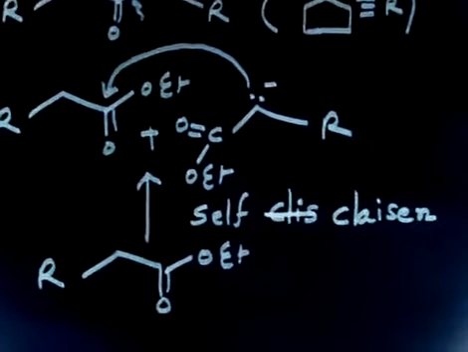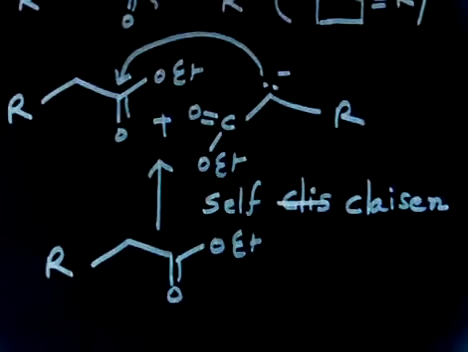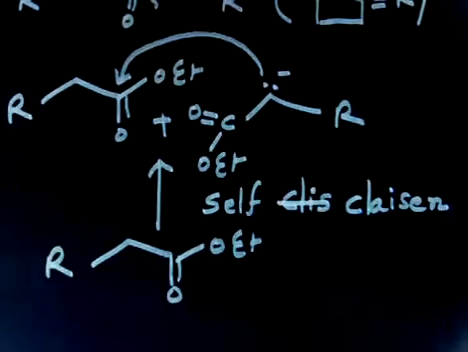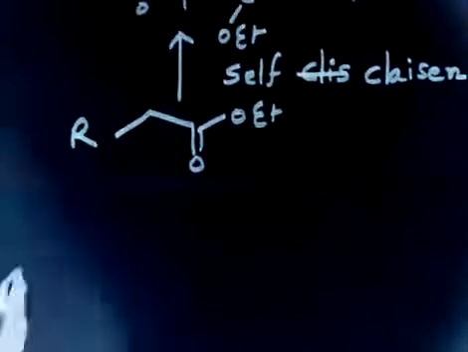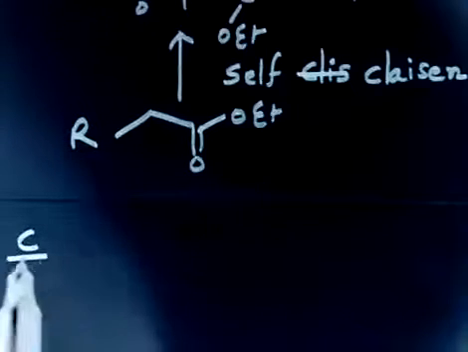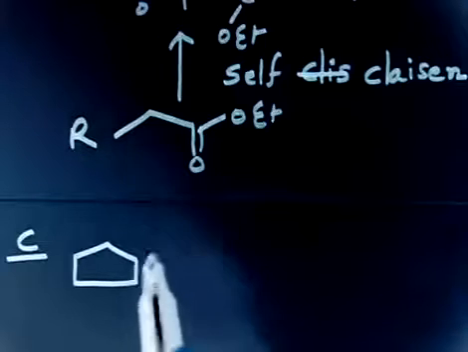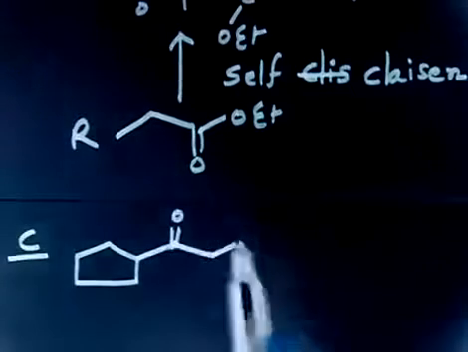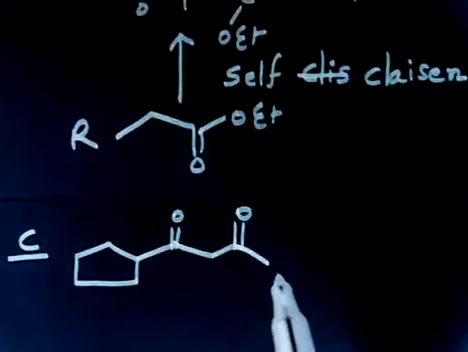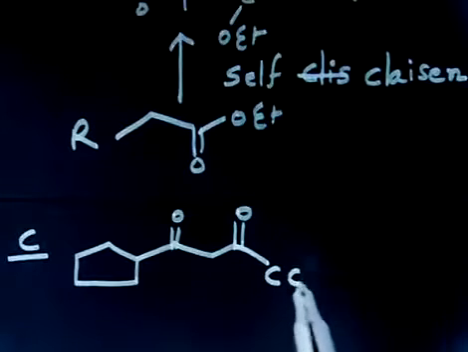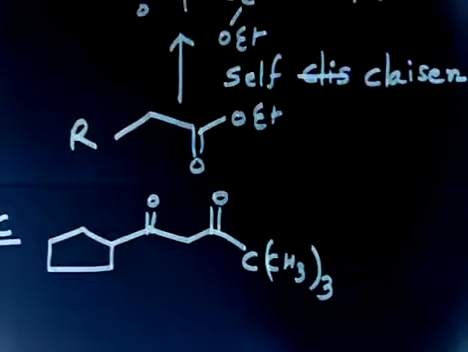So this is called self Claisen condensation. Now let us discuss the next one. Now part C you have, so let us copy. So in part C you have a 5-membered ring, and this side you have C double bond O, C double bond O, and there you have C(CH3)3. So how will you prepare this compound? So let us think.